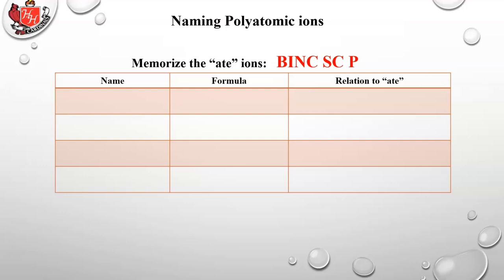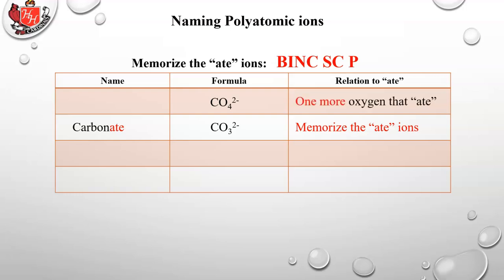Now, there are variations of those ions, and so what you do is you memorize the 8 ions, the ones that we just had on that page. Those are the 8s. So let's start with carbonate. Carbonate we saw was CO3 2-. If you have one more oxygen, CO4 2-, you change the name to percarbonate. You add the PER at the beginning.